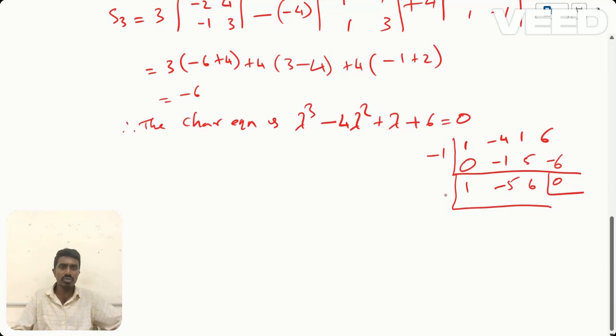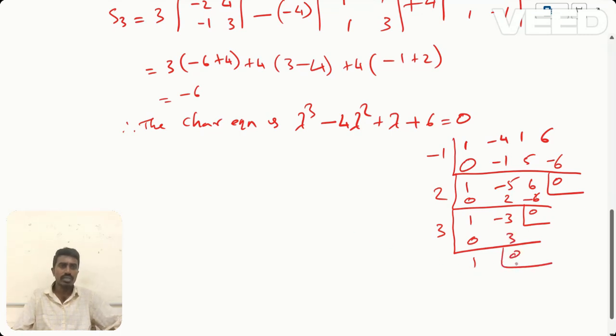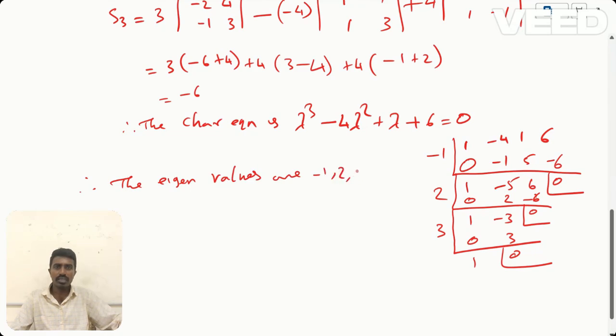Now I am trying with 2. Put 0 always here, then 1 plus 0 is 1, 1 into 2 is 2, minus 3, minus 3 into 2 is minus 6, so you are getting 0. If you get 0 at the end, then only that is the root, otherwise you have to start with another arbitrary number. This is trial and error only. So next I am trying with 3, put 0 here, then 1, 1 into 3 is 3, so 0. So we are getting 0 here, therefore the eigenvalues are minus 1, 2 and 3.